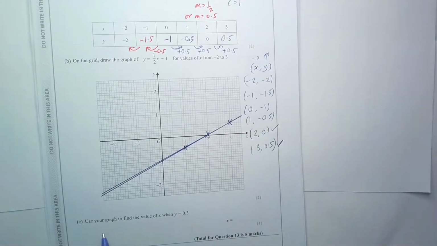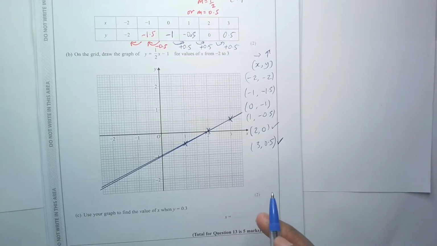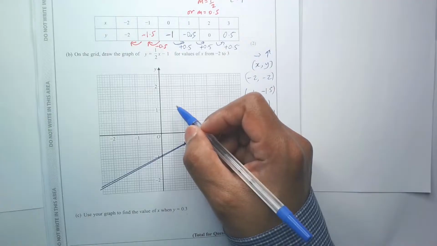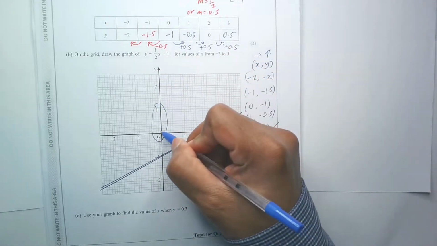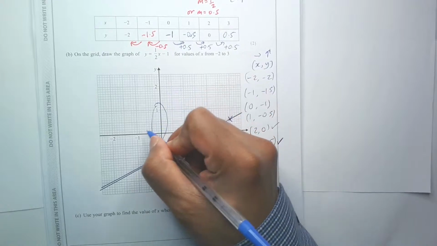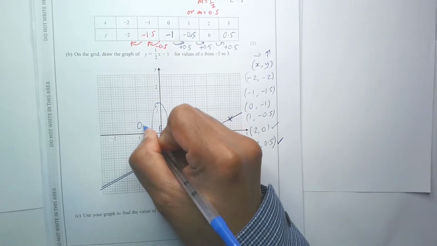Now the next part here, this is saying, use your graph to find the value of x when y equals 0.3. So I'm going to find where y equals 0.3 is. And here I can look at my graph. This is my y-axis. 0.3 is going to be somewhere here. So there are 10 little squares here. So 0.3 is going to be 1, 2, 3 squares up.